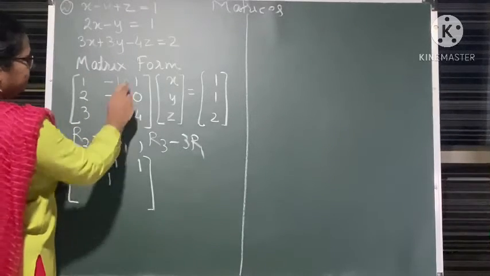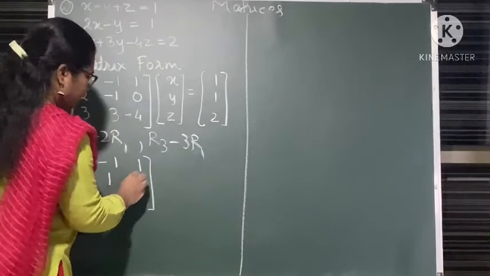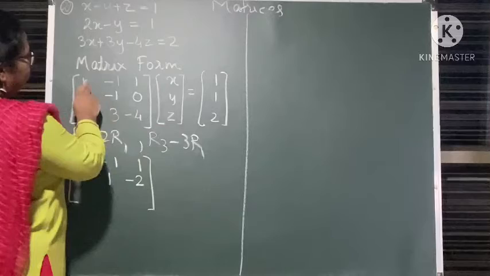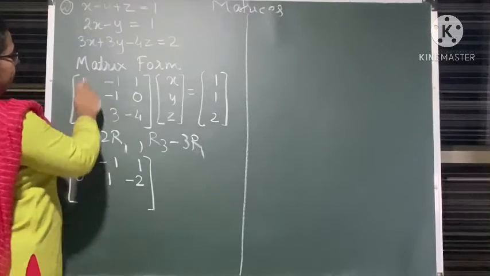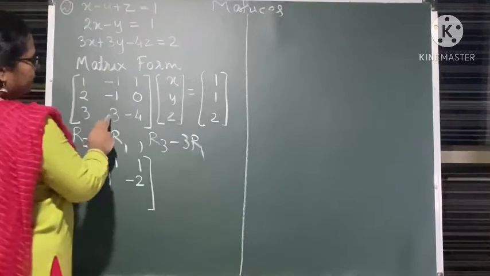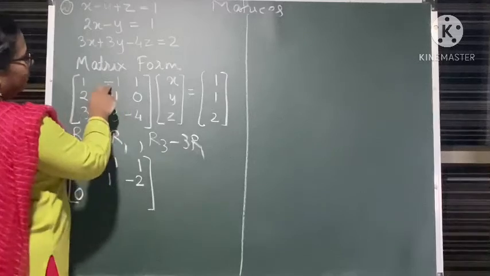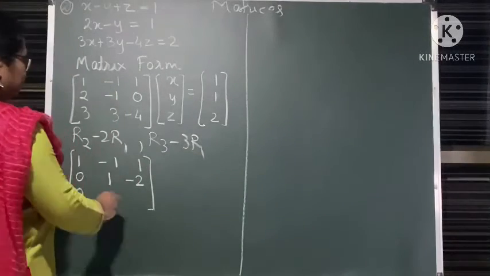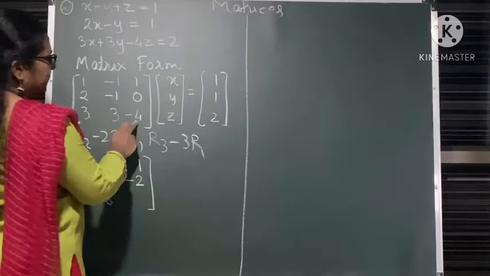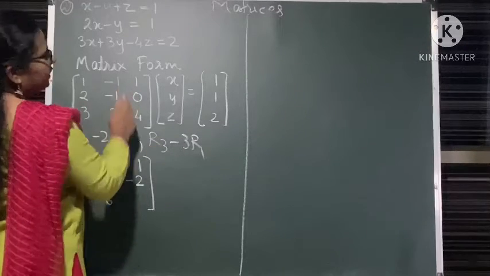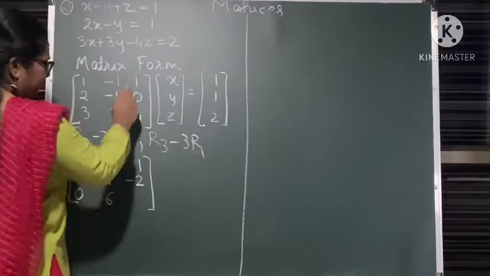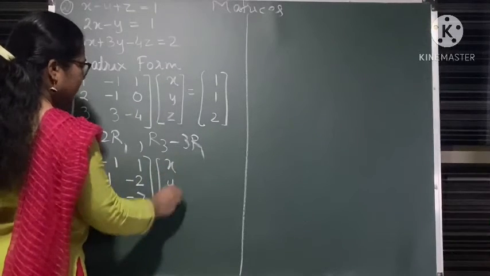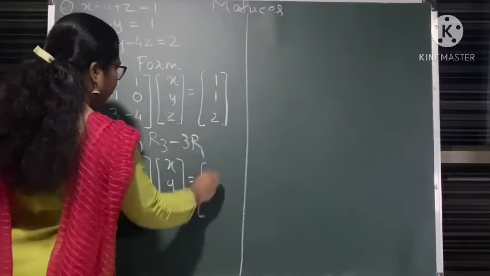Then 0, minus 2 into 1 is minus 2, 0 minus 2 is minus 2. Then 3, 3 into 1 is 3, 3 minus 3 is 0. Then 3 minus 3 into minus 1 is plus 3, and 3 plus 3 will become 6. Then minus 4 and minus 3 into 3 is minus 3, minus 4 minus 3 is minus 7. And your variable matrix x, y, z is equal to 1.